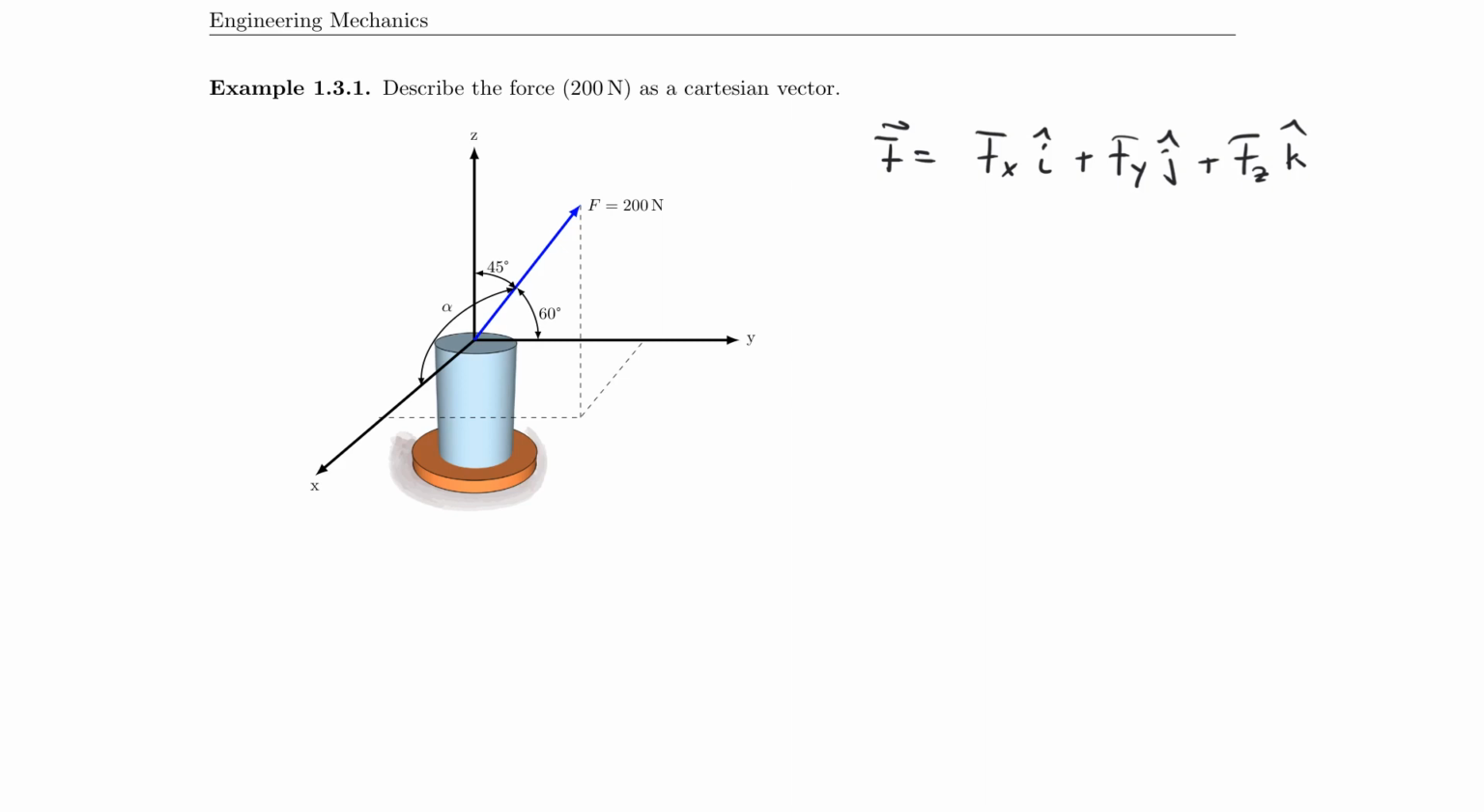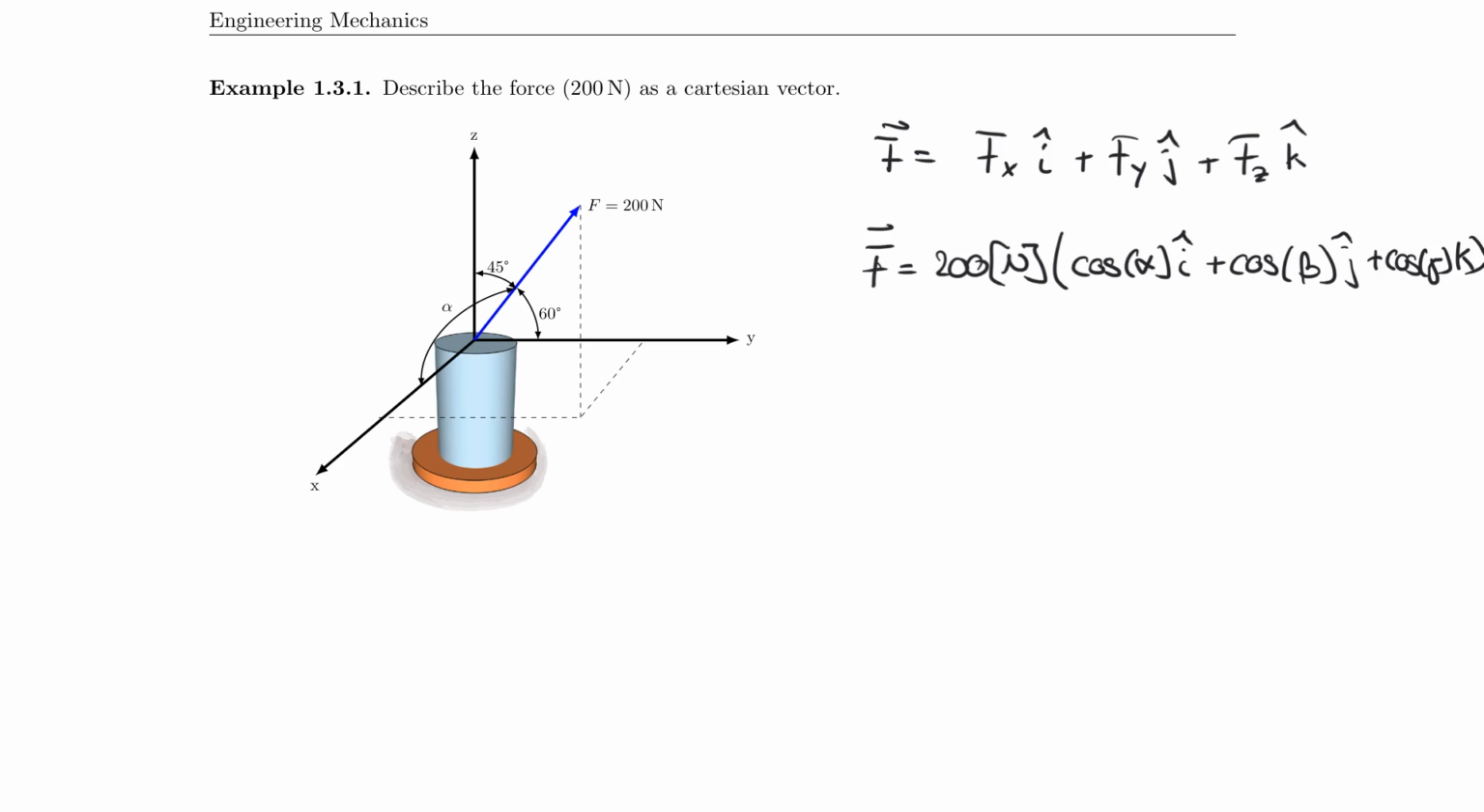Maybe first we'll start by rewriting this in terms of the 200 here so that we know where we're going. So in this case, my force F would be nothing else than 200 Newton multiplied by the cosine of alpha i hat plus the cosine of beta j hat plus the cosine of gamma k hat. And that is what I have to complete now. Once again, I'm missing alpha. How do I find alpha?